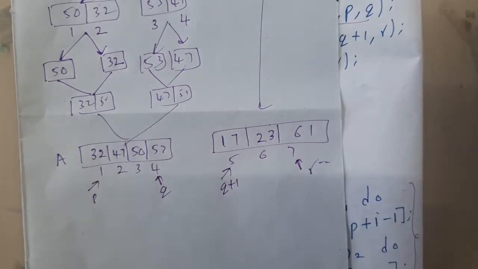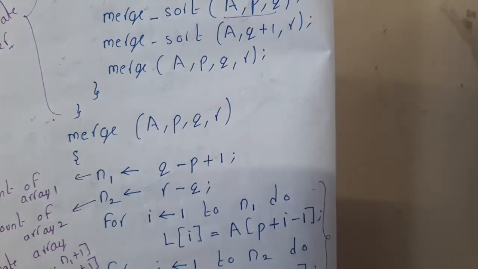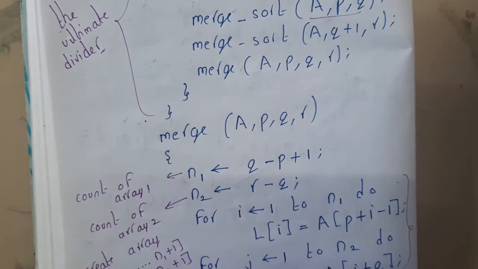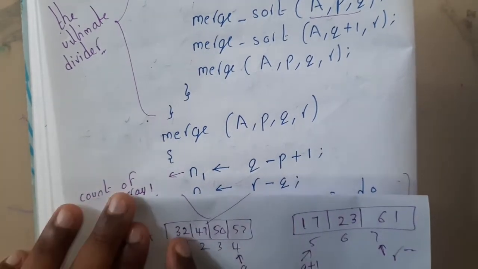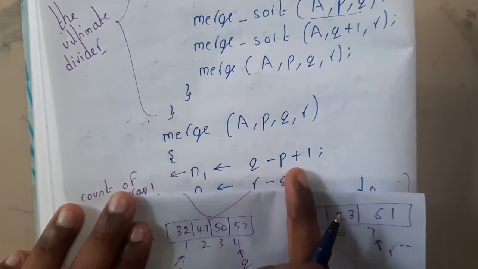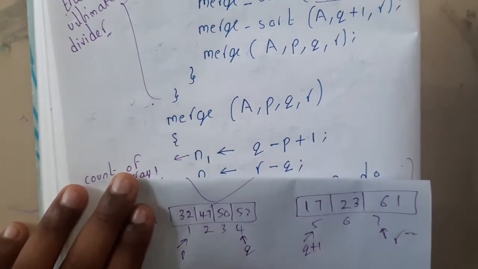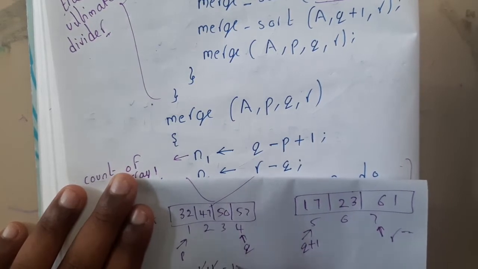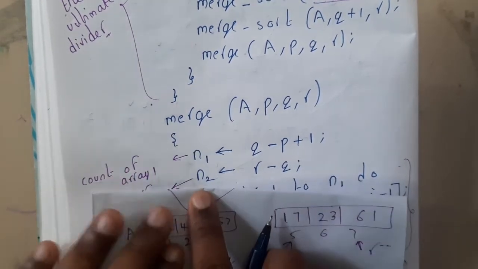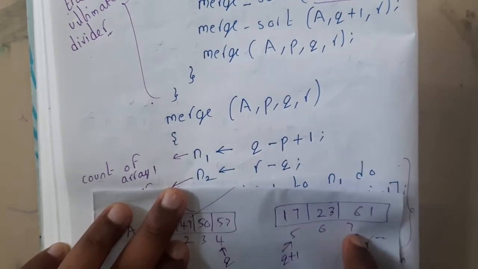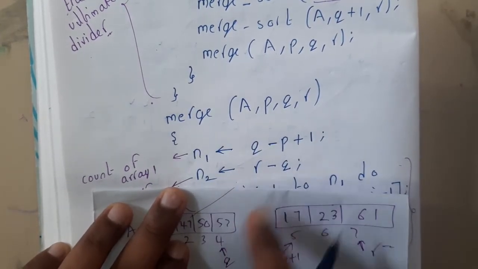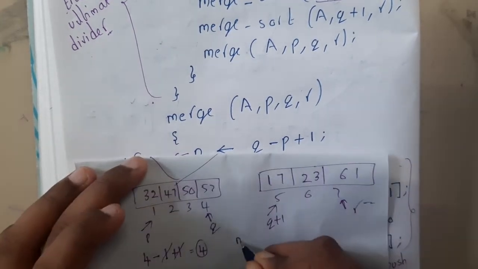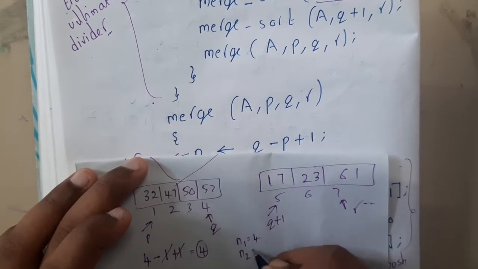Remember them, okay? So the first step in merge is to find the values of n1 and n2. In simple words, n1 is the number of elements in the first array: Q minus P plus 1. Q is 4, P is 1, plus 1, so it is 4. So we have 4 elements. Similarly, n2 is R minus Q, so 7 minus 4, which is 3. So we have 3 elements. So n1 equals 4, n2 equals 3.